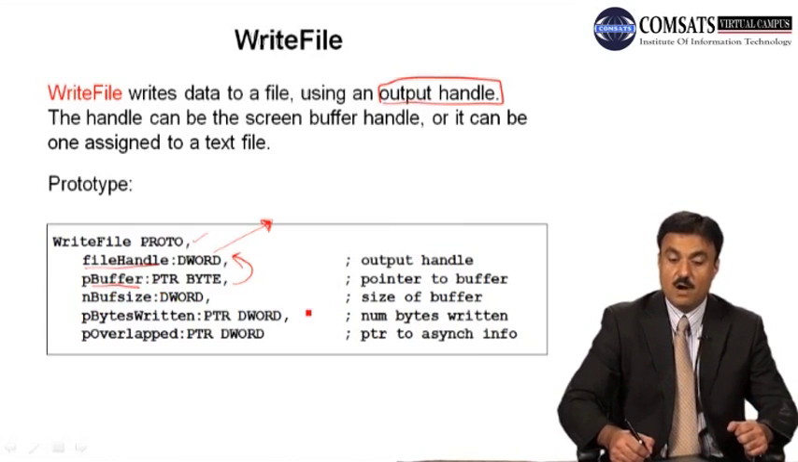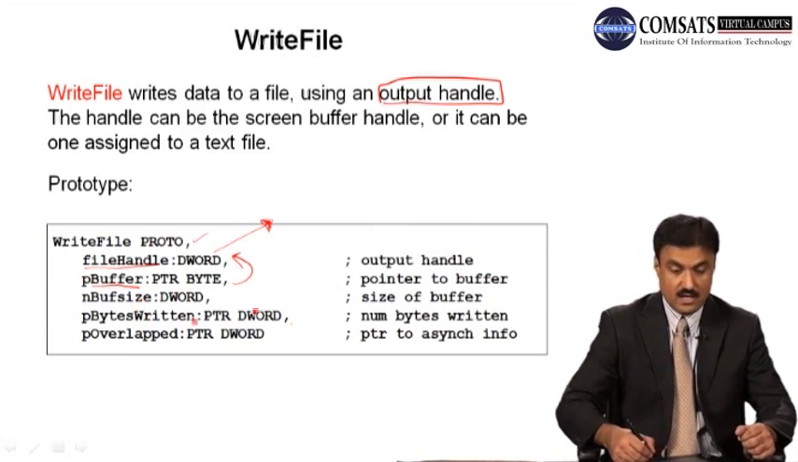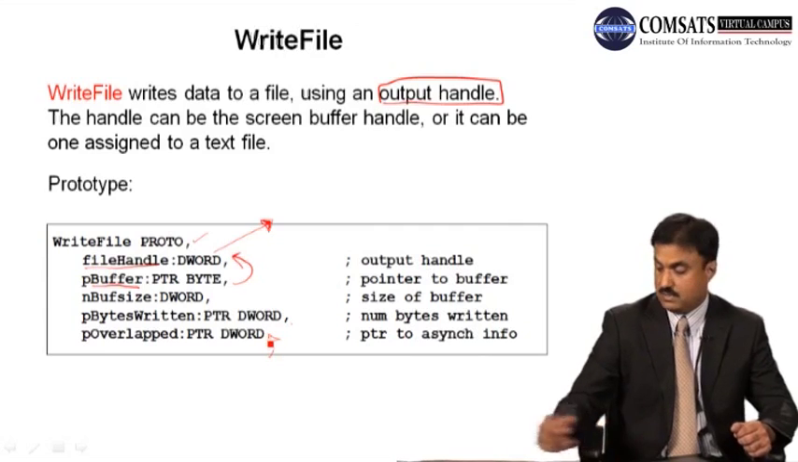Then bytes written, how many bytes have actually been written out of the whole number of bytes. So the maximum number of bytes written should be less than or equal to the buffer size. And then this is the same option where, if we are not using it, we can use it as a 0.